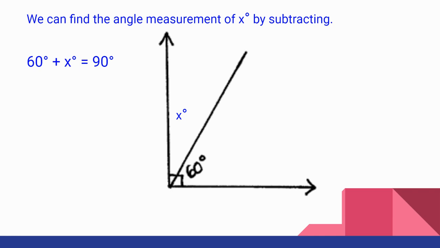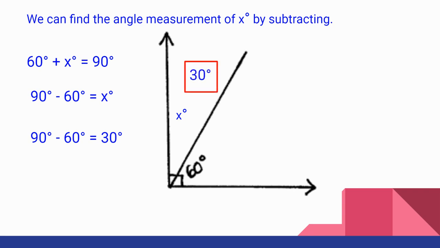So we can find the angle measure of x degrees by subtracting. We're going to take our equation there and find x by subtracting 60 from 90. So we're going to rearrange our equation to be 90 degrees minus 60 degrees equals x degrees. Now we can most likely do that mentally. We know that 90 minus 60 equals 30 degrees. So now we know that x, that missing angle measure, is 30 degrees.